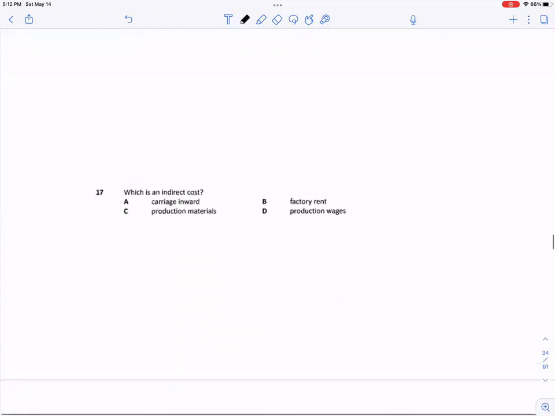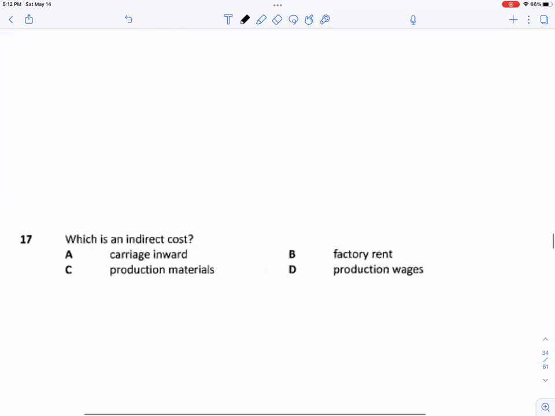What is indirect cost? Factory rent. No, wait. This is direct material. Production wages is direct labor.